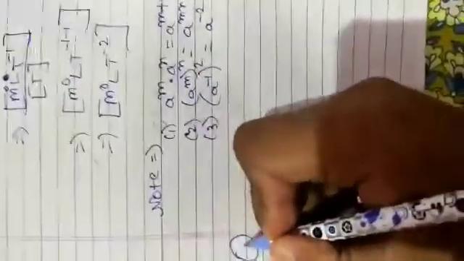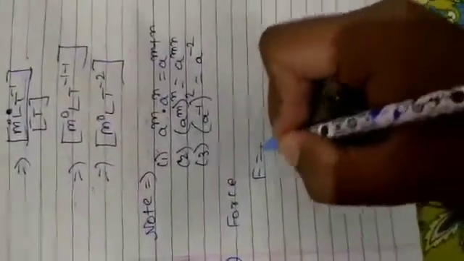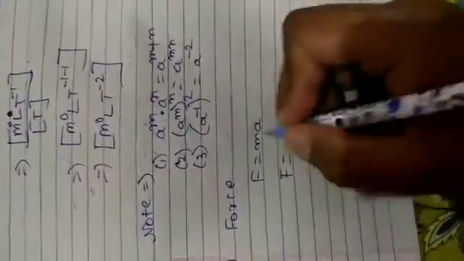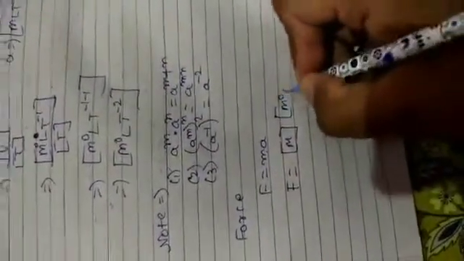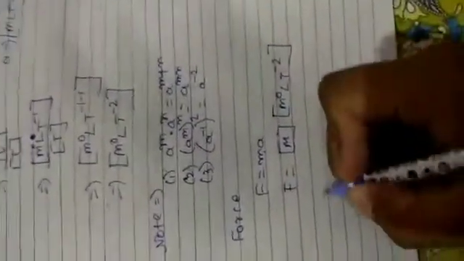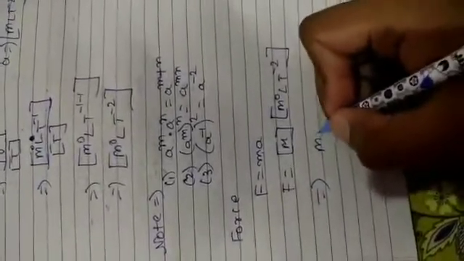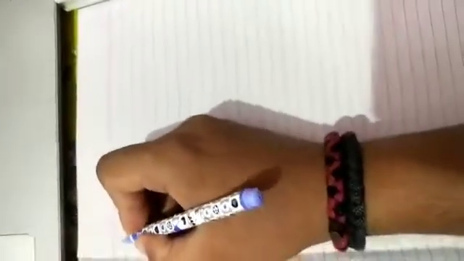So next, sixth one is force. Force is equal to mass into acceleration. So F is equal to mass, which is M, and acceleration we have already found, M^0 L T^-2. Now when we combine this, what we get is M L T^-2. This is our force.